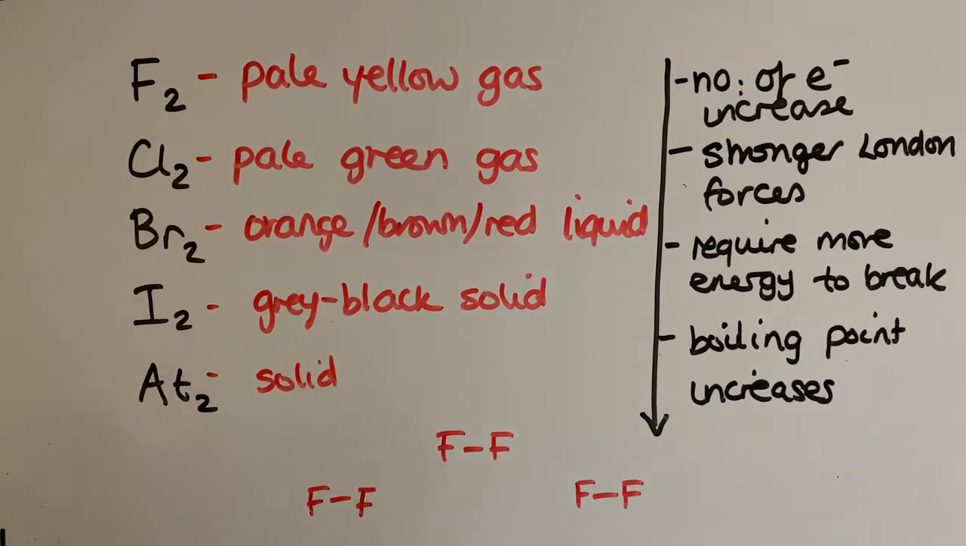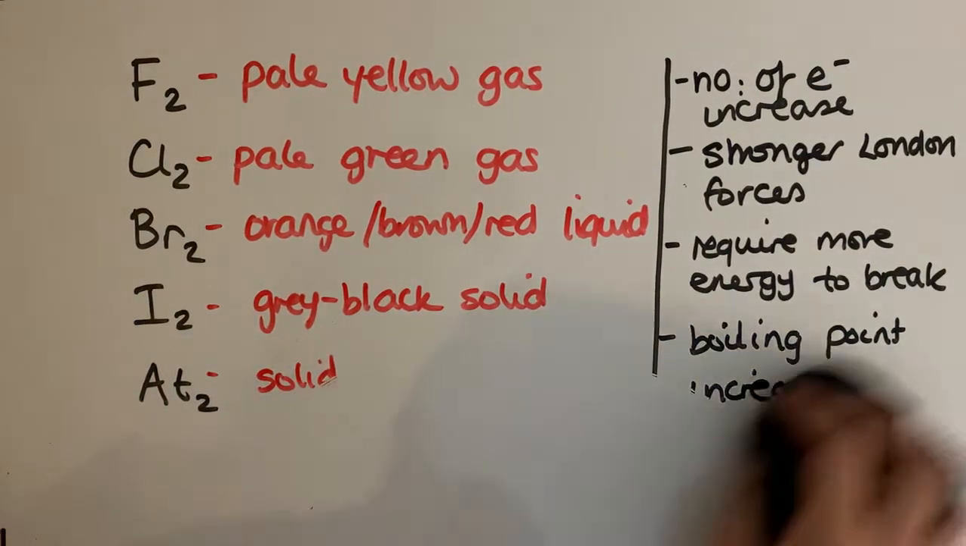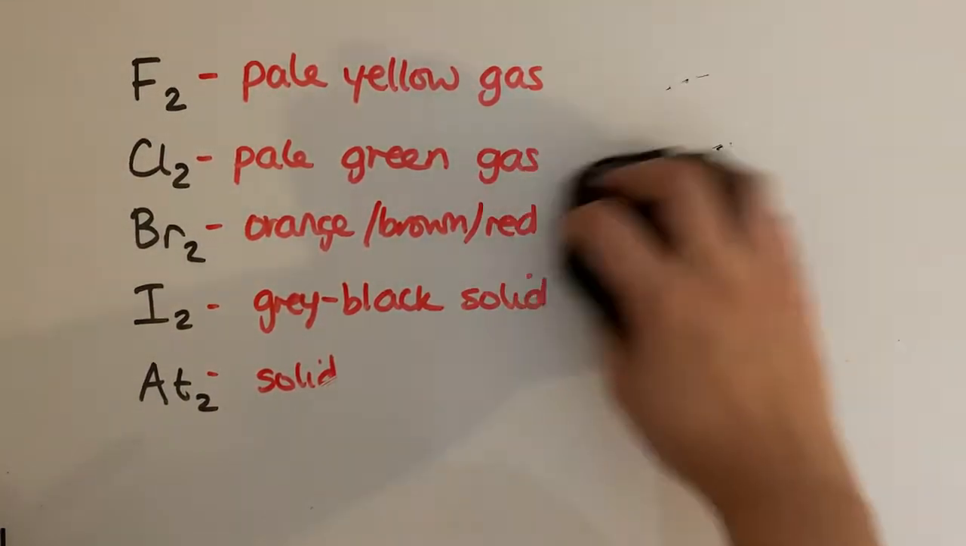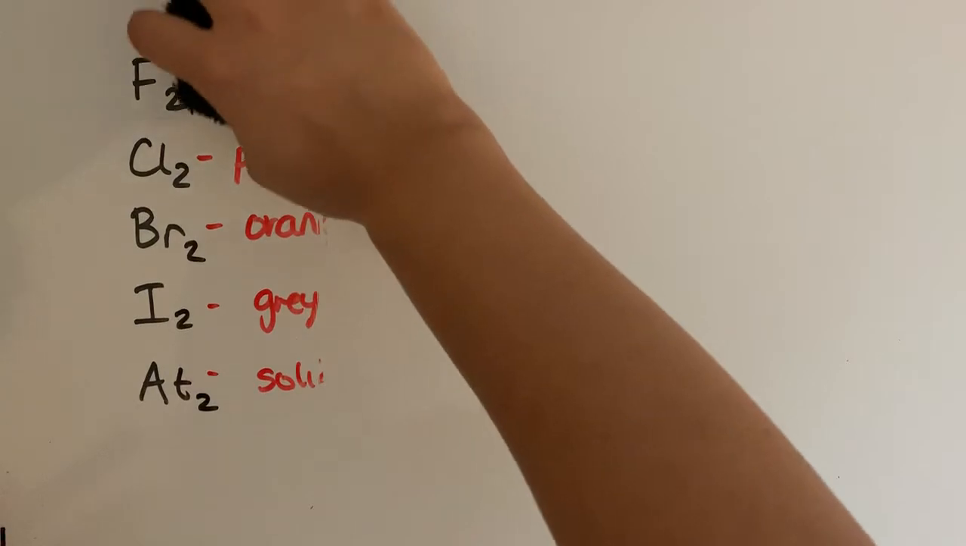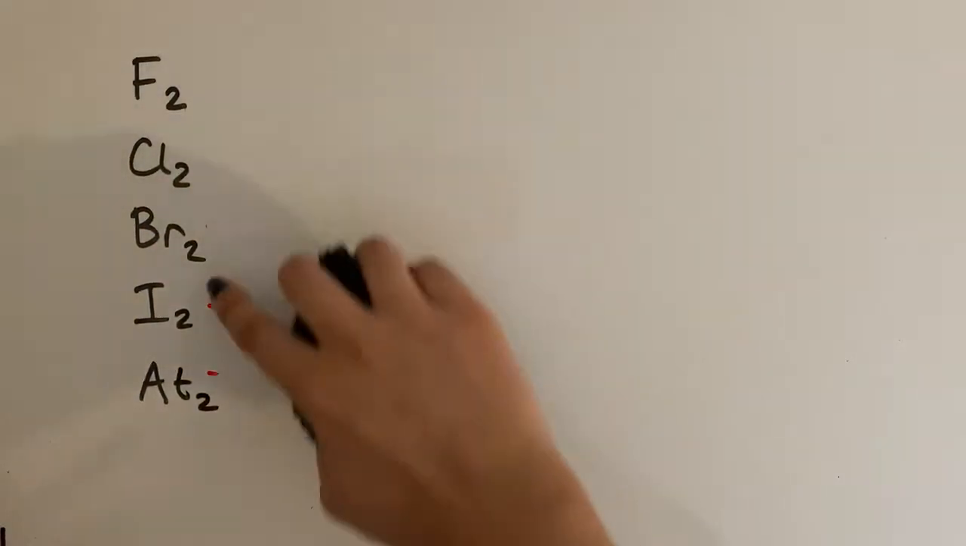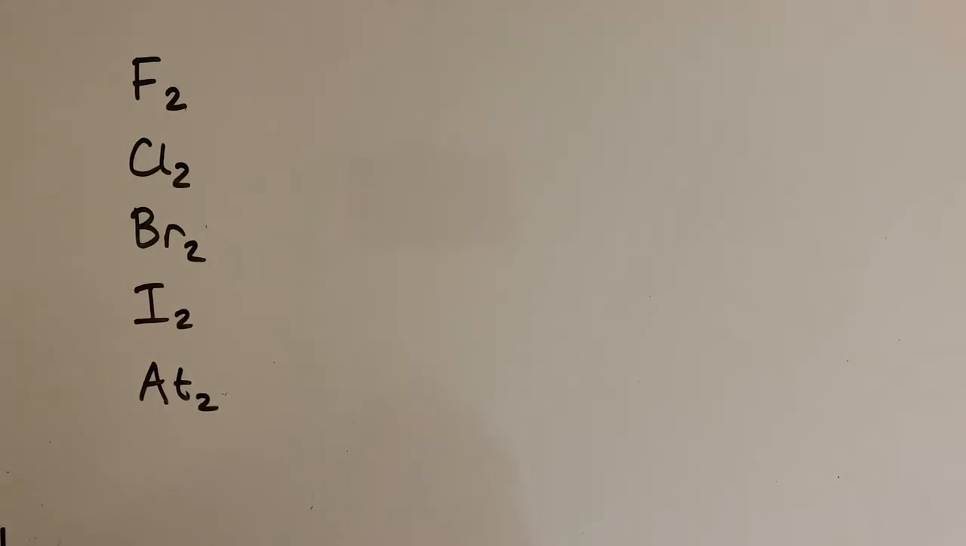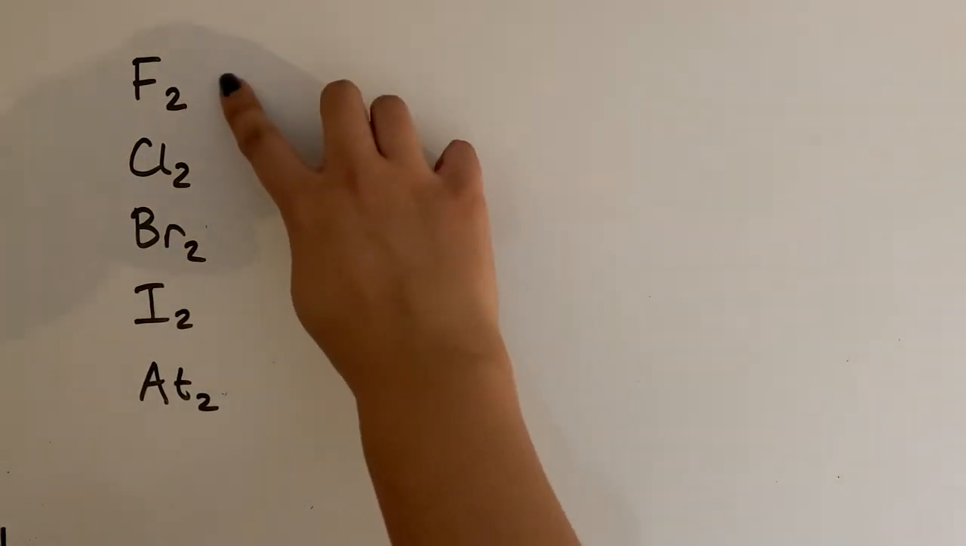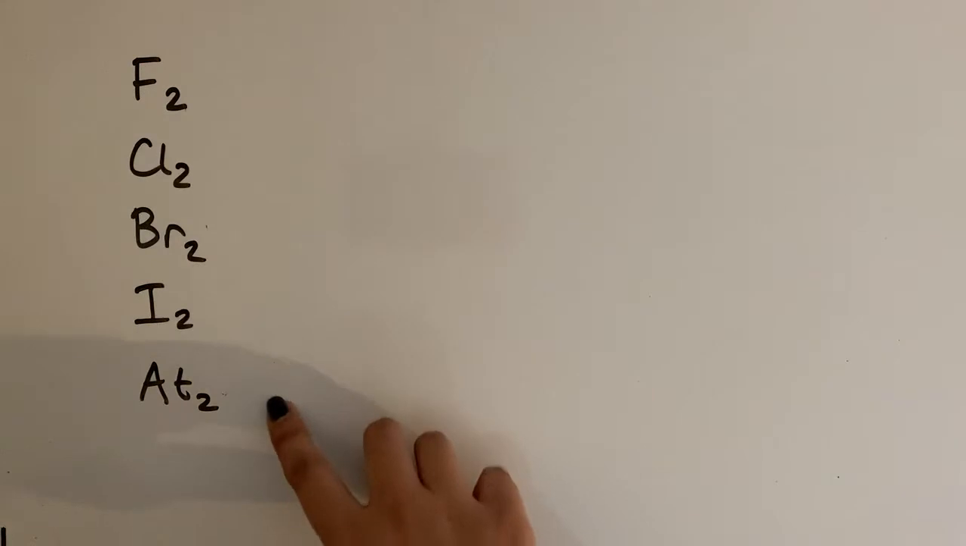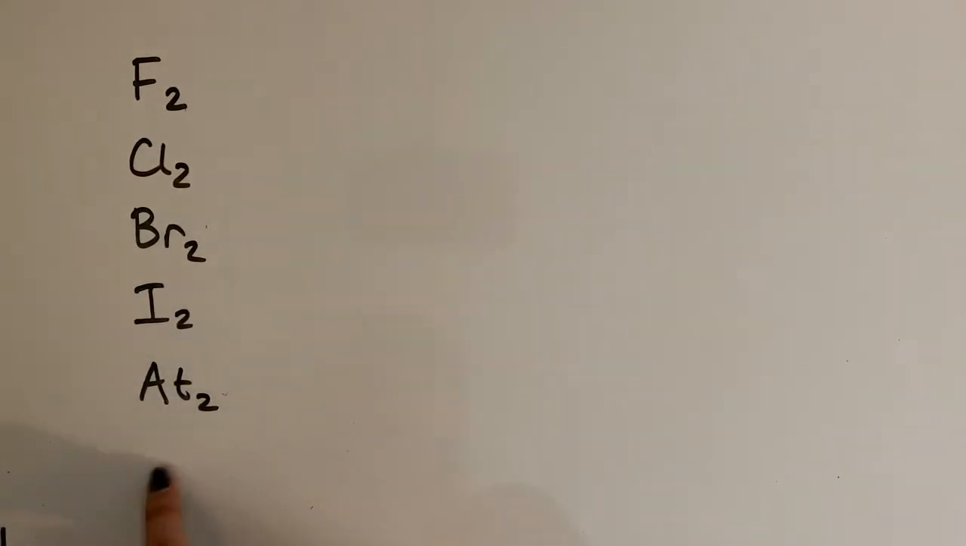Before we move on, we're just quickly going to discuss the reactivity as we go down. I will explain the reactivity later, but you should already know that as we go down group 7, the reactivity decreases. So fluorine is the most reactive, and as we go down, the reactivity decreases. So astatine, we can assume, is going to be the least reactive halogen.